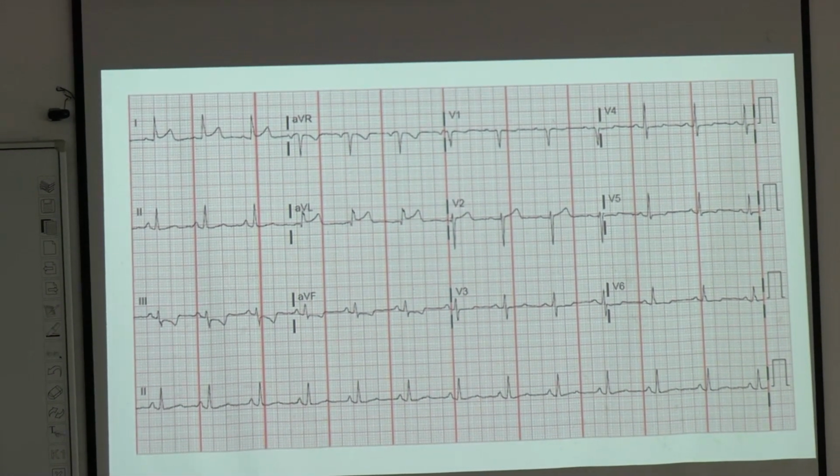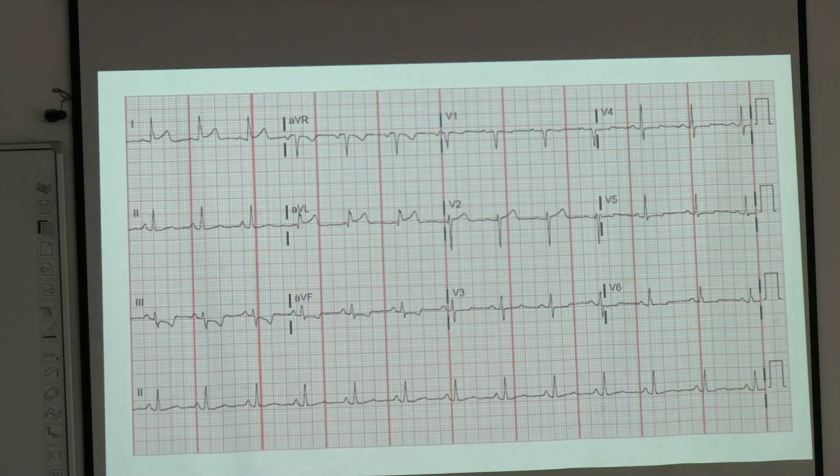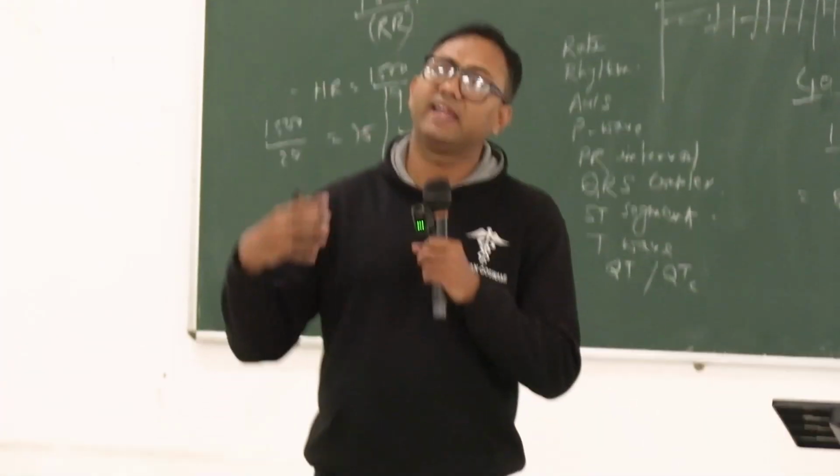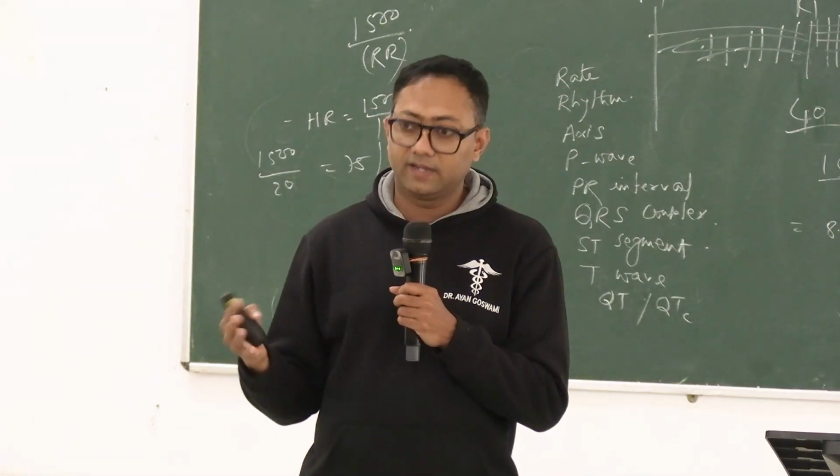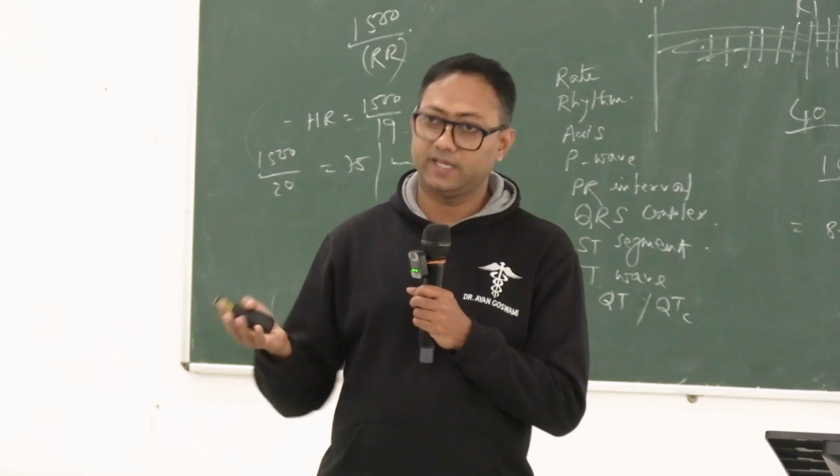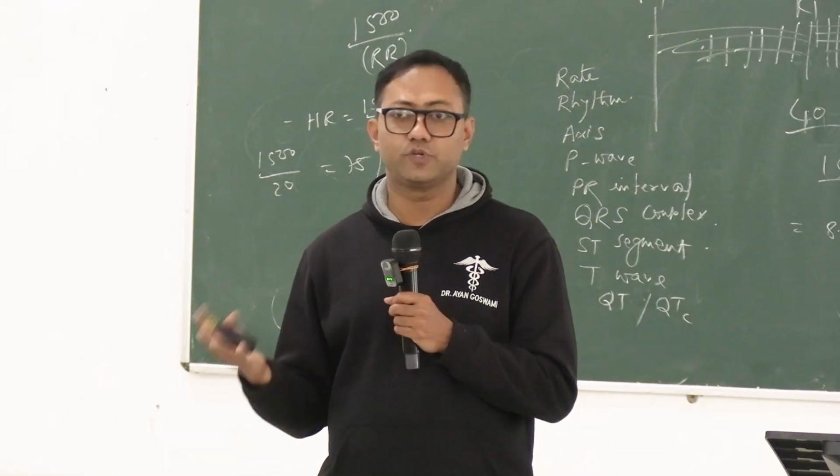You can also ask me, sir, in this ECG, if I calculate R1 and R2, there are 20 small squares in between. If I calculate R2, R3, there are 19 small squares in between. If I calculate here, there are 17 small squares in between. So what should I take? 1500 by 17, or 1500 by 18, or 1500 by 19, or 1500 by 20? The answer is take any RR interval, and calculate your heart rate. There are no issues.